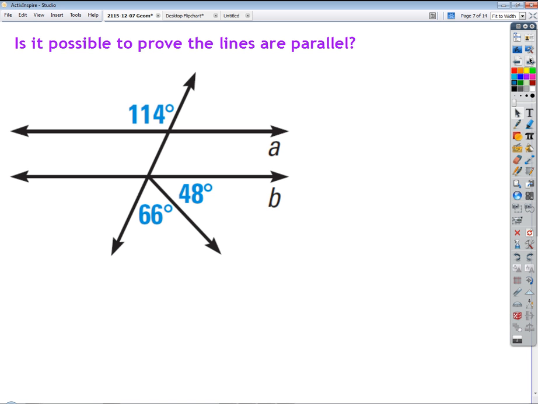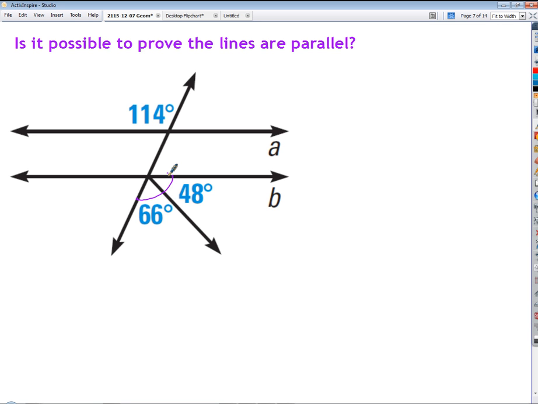You're right in saying that 114 and this big angle down here are alternate exteriors, aren't they? This whole angle and 114. And if they are congruent, then the lines must be parallel. And we can show that. How did we show that, though? What did we do? We had to prove how that 48 plus 66. Okay, good. We had to add these angles up, didn't we? We added the measures up, and 66 plus 48 is 114. Right, Dalton? Yep.